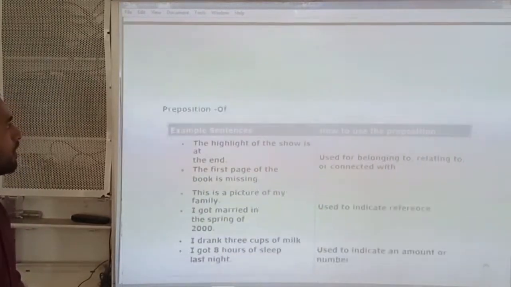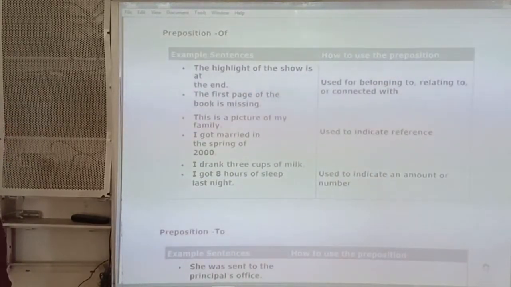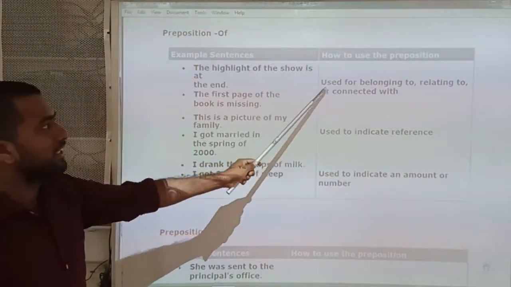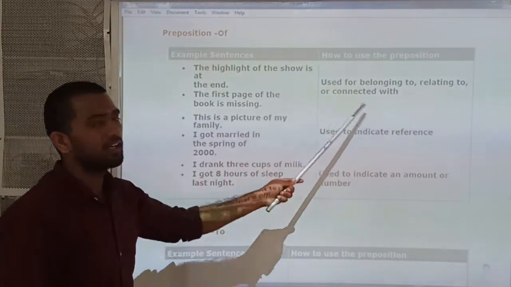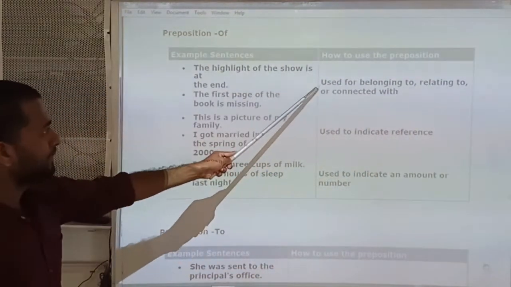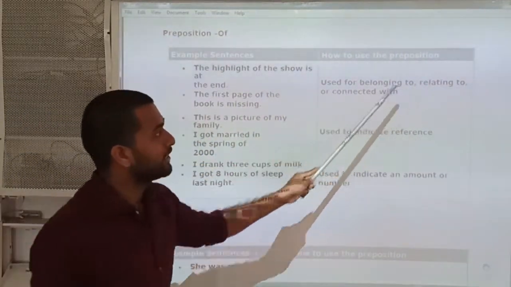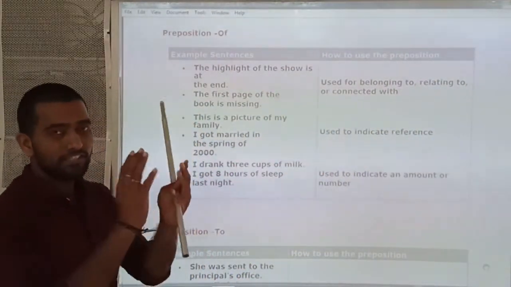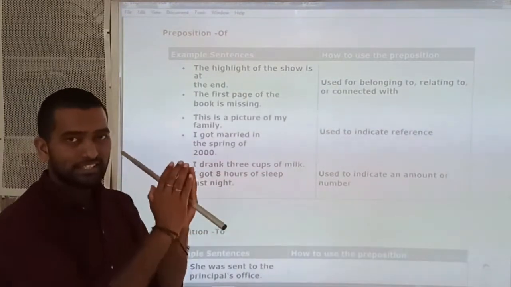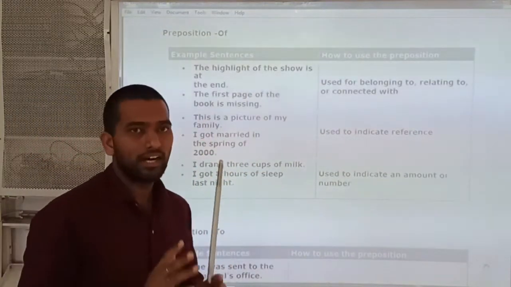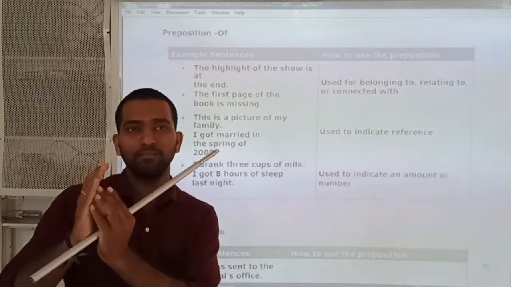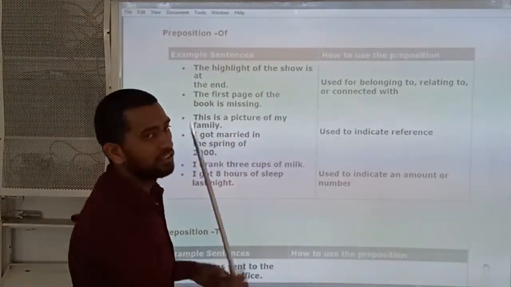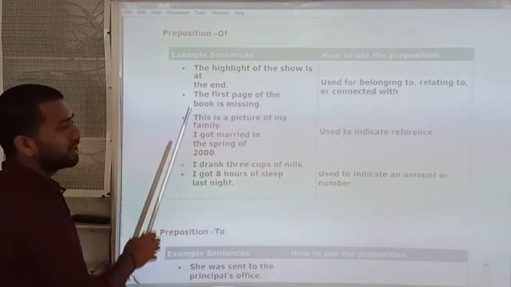Next, preposition of. Preposition of is used for belonging to, relating to or connected with. Belonging to, relating to or connected with means, for example, in a sentence there are two words or two parts, and when one part is connected to another part, then we use the preposition of. If you see the examples, you will understand.